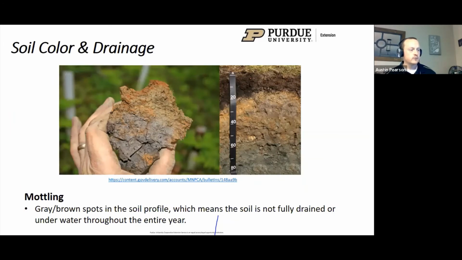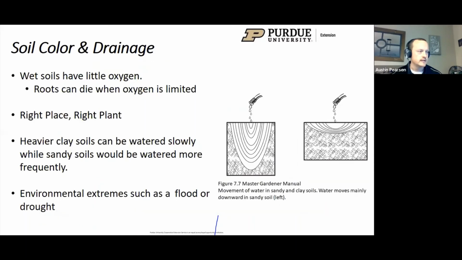You see mottling where you get gray spots next to reddish or brown spots. That's telling you that the soil profile is not fully drained or fully wet throughout the entire year. You'll see that it fluctuates when you get more rain or less rain, and based on that, you can determine where the water line is throughout the year. Move on to the next slide.